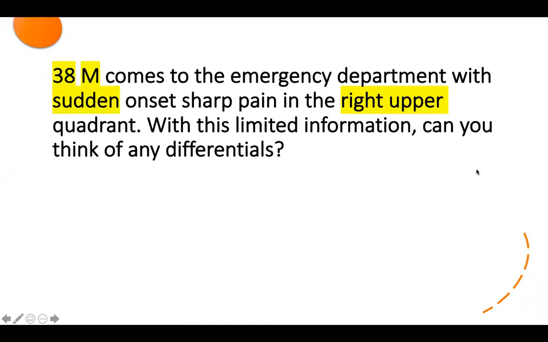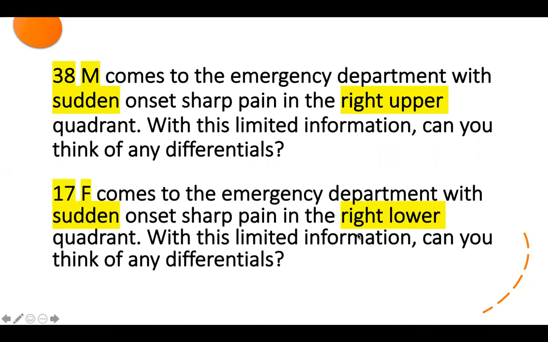So if someone who's 38 years old comes to the ED with sudden onset sharp pain in the right upper quadrant, it's not a lot of information, but based on this, can you guys think of any differentials, so any particular causes? Or what particular organs would you be thinking about? Yeah, so biliary colic's a good one. So you'd be focusing on the liver or the gallbladder, possibly the pancreas.